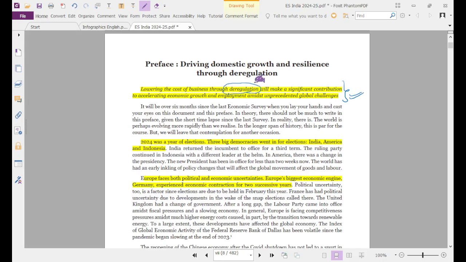As we discussed, deregulation has been critically emphasized. That will make a significant contribution to accelerating economic growth and employment. Yeah, that is being done, amidst the unprecedented global challenges and uncertainties, like that you can quote. Then it is very good bureaucratic language, as indicated in the Economic Survey 2024-2025, lowering the cost of business, like that you can quote. This can be a part of the Economics GS3 conclusion, right? And even related topics. And there are many other topics like this.